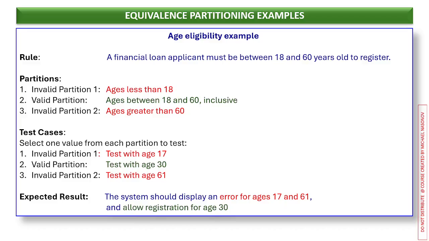What are our test cases? Select one value from each partition to test. For example, invalid partition 1, test with age 17, which is lower than 18. Then, second test case, valid partition, split evenly, test with age 30. And third test case, invalid partition 2, test with age 61, which is exactly 1 year older than expected. So our expected result: the system should display an error for ages 17 and 61 and allow registration for age 30.